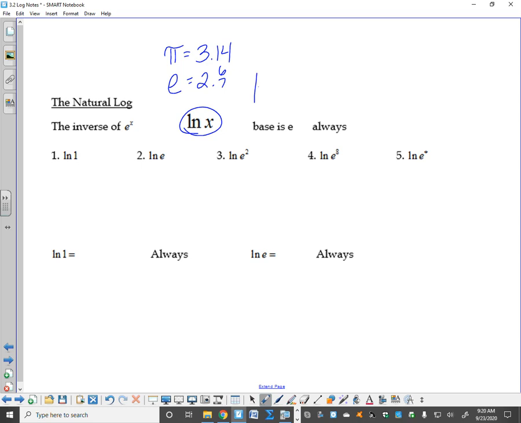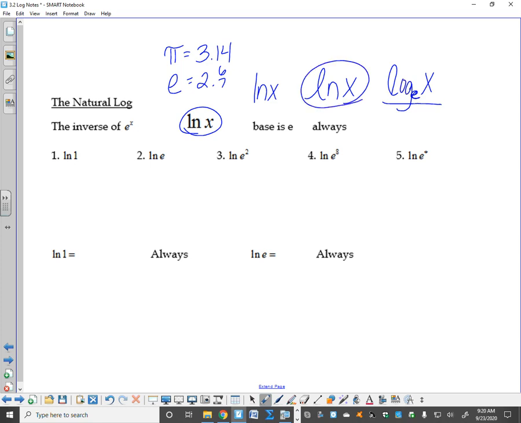Now I don't recommend that you write it that way, because I don't want you to think that's a 1. So every time I write ln, I use a cursive L. So ln of x. Now ln of x is the exact same thing as log base e of x. But in the math world, you don't ever write log base e of x.